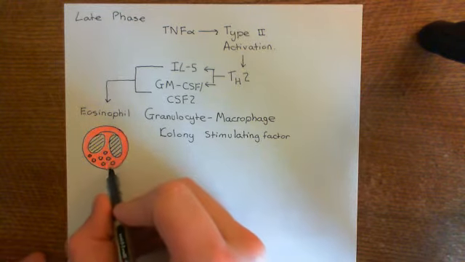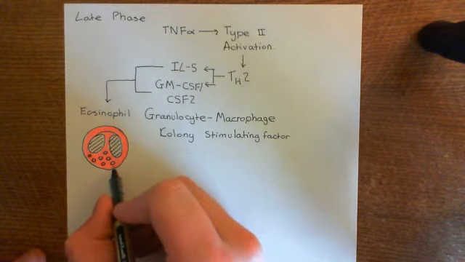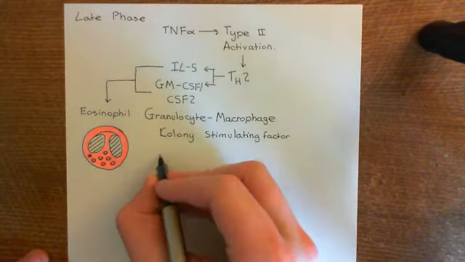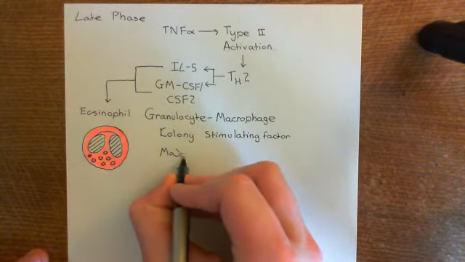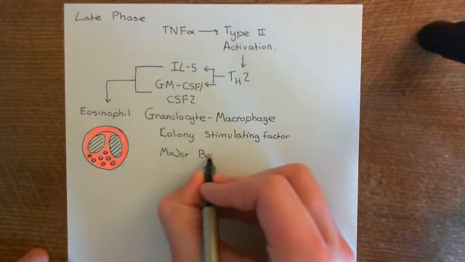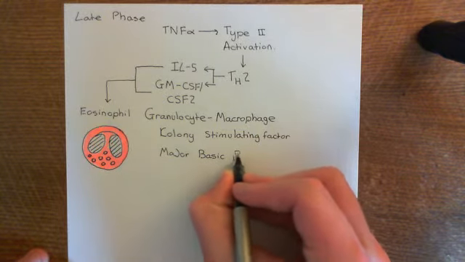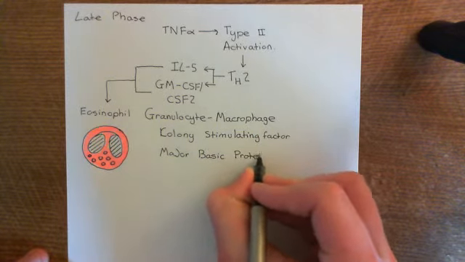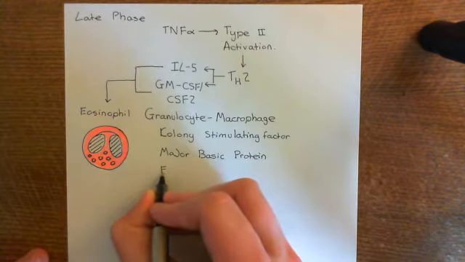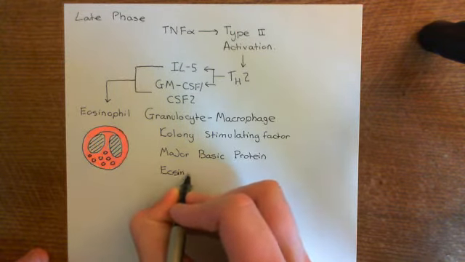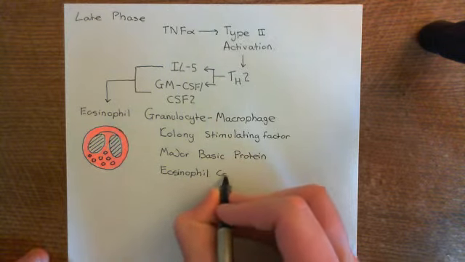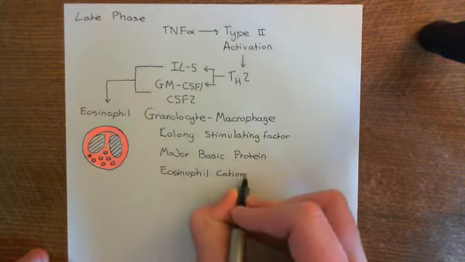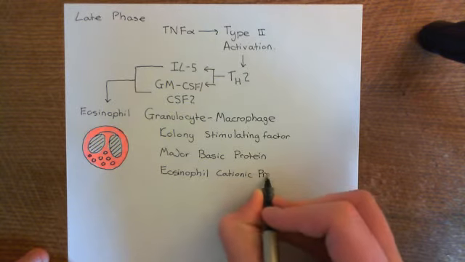These eosinophils, what do they have within their granules? Well, basically they have horrible proteins within those granules. Within their granules they have 2 proteins. One is known as major basic protein. The other is known as eosinophil cationic protein. Major basic protein is often abbreviated to MBP, and eosinophil cationic protein is often abbreviated to ECP for short.